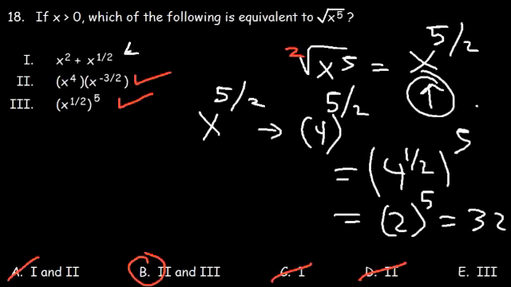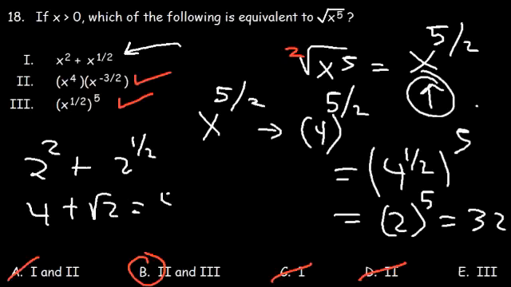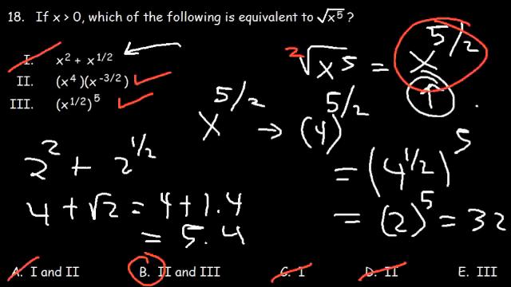Now, if we plug in 2, will we get the same answer or will we get something different? 2 squared plus 2 raised to the half. 2 squared is 4, and 2 to the half is the square root of 2. The square root of 2 has a decimal value of about 1.4, so this is equal to 5.4, which is not equivalent to 32. Therefore, number 1 is not equivalent to x raised to the 5 over 2 power. So therefore, not E, but B is the right answer. Only statements 2 and 3 are true.